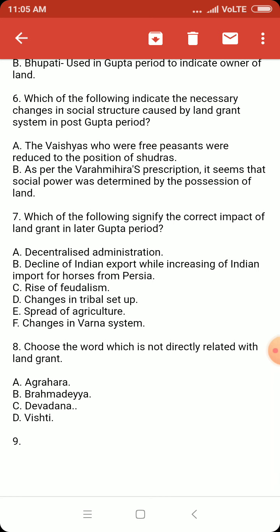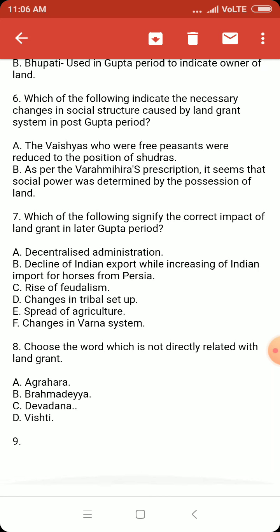Question number 7. Which of the following signify the correct impact of land grant in the later Gupta period? Option A: decentralized administration. Correct. I have already told you how decentralization happened. Gradually, the king began land grants, and he also handed over some royal powers to that landed beneficiary. In that way, power was partially transferred from the hand of the king to the landed beneficiary.